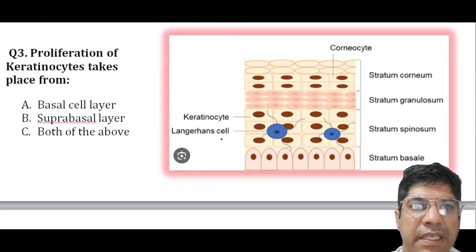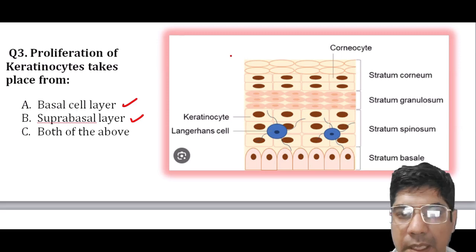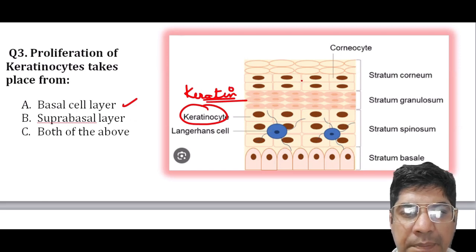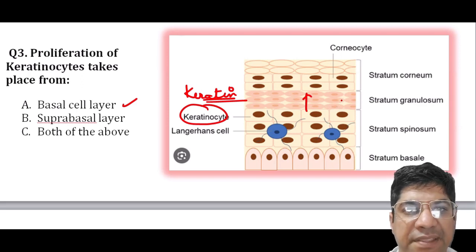The proliferation of keratinocytes takes place from both the basal layer and suprabasal layer. The keratinocytes are the primary cells of the epidermis, and they are responsible for producing the protein keratin. Proliferation occurs in the basal layer, also known as stratum basale. The suprabasal layer consists of cells that have already started the process of keratinization and are gradually moving toward the skin surface. So the proliferation of keratinocytes takes place in the basal layer.